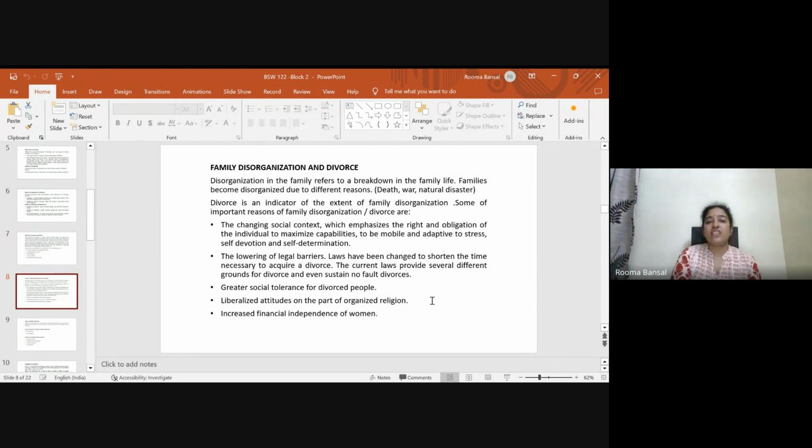The important reasons are the changing social context, which emphasizes the right and obligation of the individual to maximize capabilities, to be mobile and adaptive to stress, self devotion, and self determination. Here, it means the individual is very self centered. He or she is thinking about her or his own rights. They are not thinking about others. They are self centered. They are self devoted.